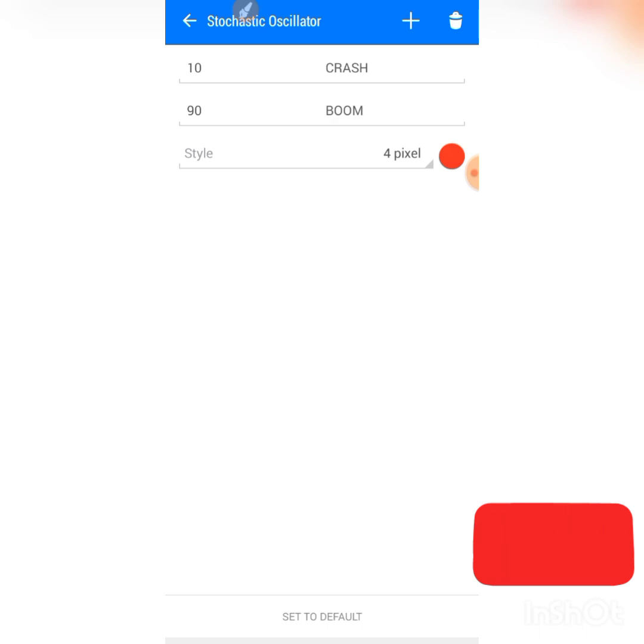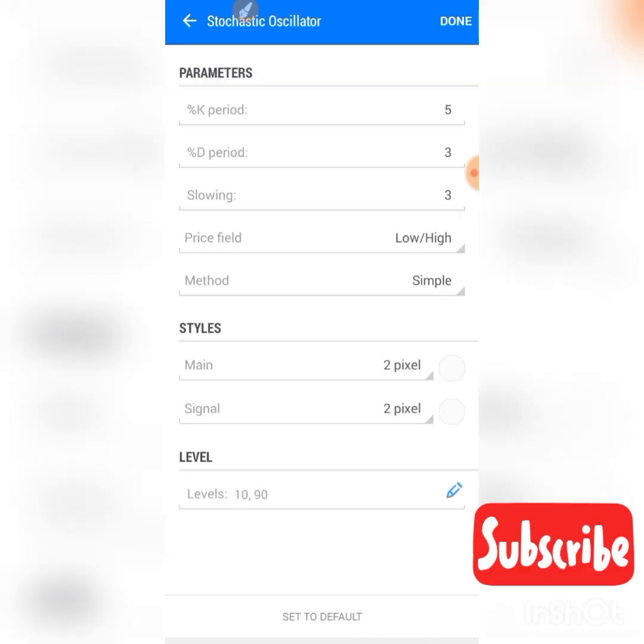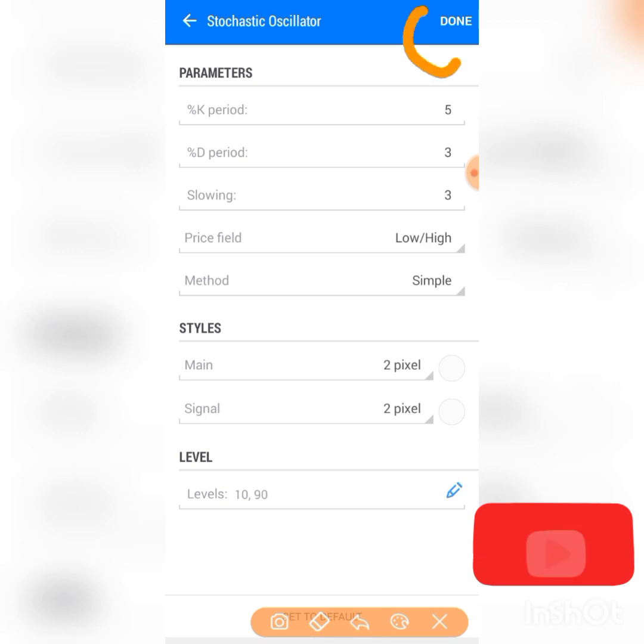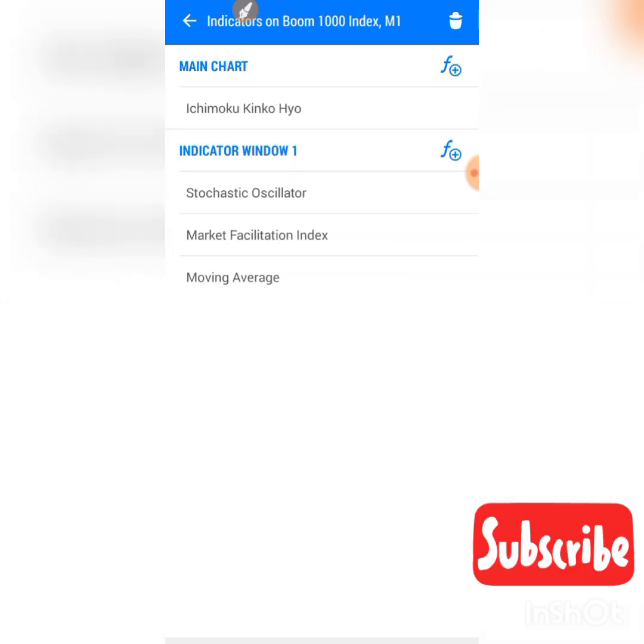But if you want a different resistance or support, you can still use them. For the style, we are doing it 4 piezo. Then the color, I chose red for the lines, so you can choose any color that you are comfortable with. You go back, don't forget to click done at the top so that it will save. So you click on done, then you are done with the stochastic.